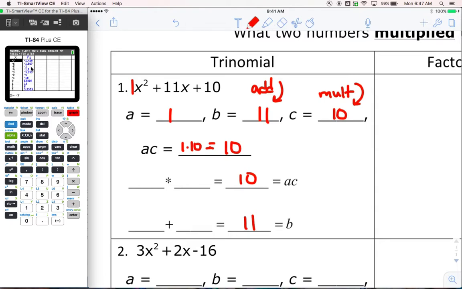Now ignore the numbers with decimals. So look, like -5 times -2, -2 times -5, -1 times -10, 1 times 10, 2 times 5. So we have all these numbers that multiply to 10. Which of these numbers adds to 11? Well, this one right here, 1 and 10. We're multiplying here. 1 times 10 is 10, and 1 plus 10 is 11.